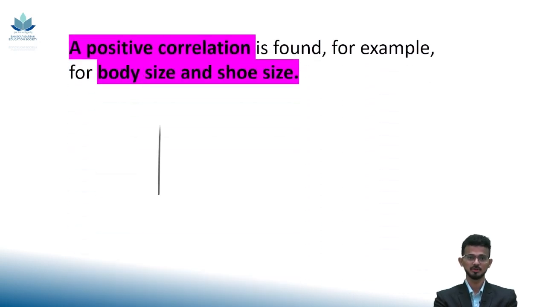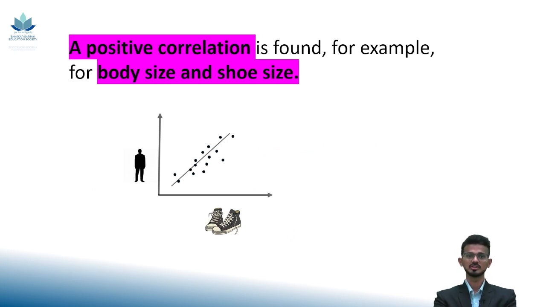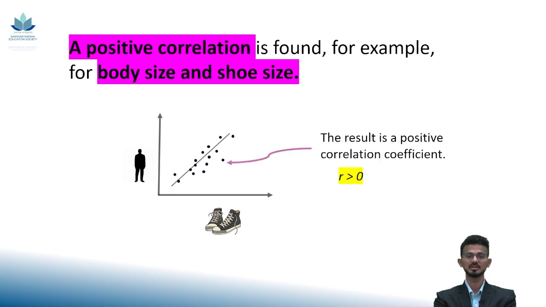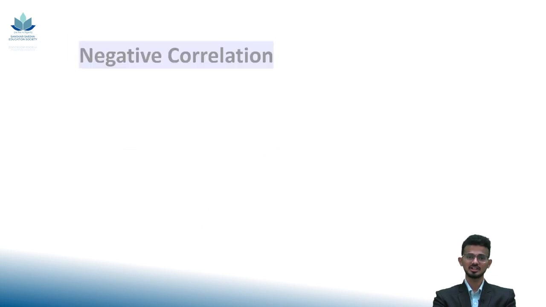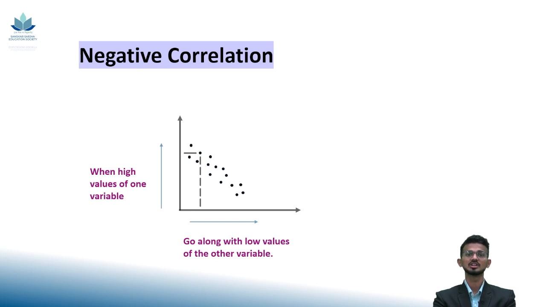For example, if we plot a point for shoe size versus body size, we might get the points as displayed on the screen. If we observe, we get an uptrend. The result is positive correlation between shoe size and body size. For example, if we plot a point for product price and sales volume, we get a scatter plot as displayed on the screen. We could see there is a downtrend between product price and sales volume. The result is negative correlation between them.